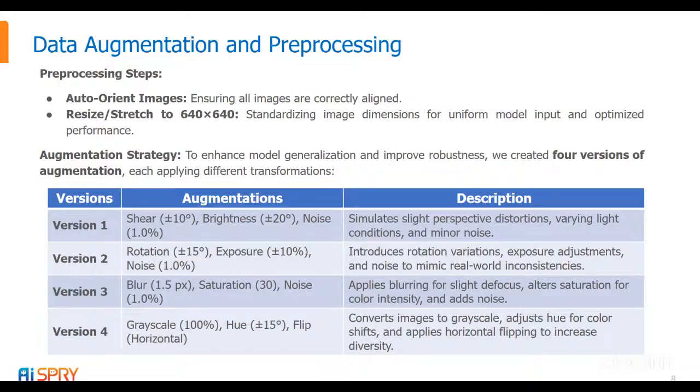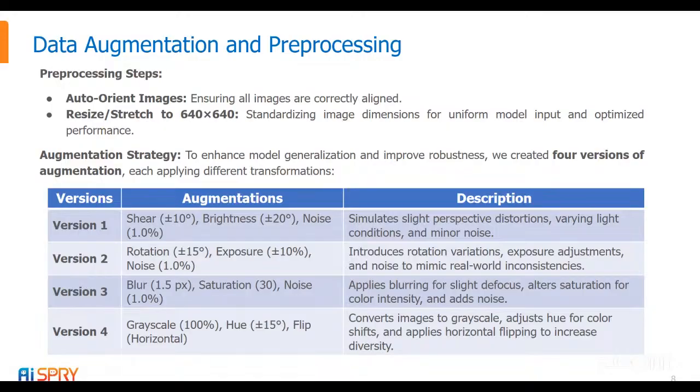Each version included different transformations like changes in brightness, rotation, blur, saturation, grayscale conversion, and horizontal flip. These augmentations helped to create different lighting angles, noise, and color effects in the images, making the model more robust and accurate in detecting the pallets.